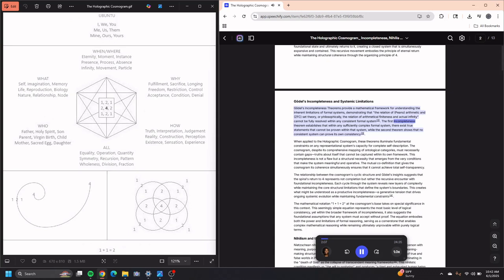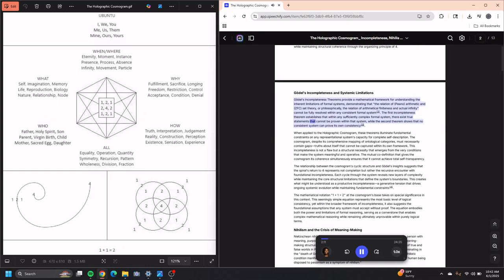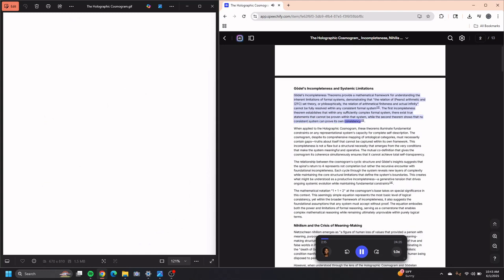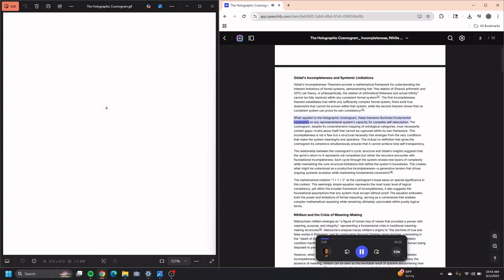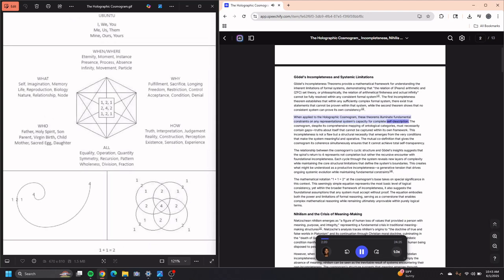The first incompleteness theorem establishes that within any sufficiently complex formal system, there exist true statements that cannot be proven within that system, while the second theorem shows that no consistent system can prove its own consistency. When applied to the holographic cosmogram, these theorems illuminate fundamental constraints on any representational system's capacity for complete self-description.